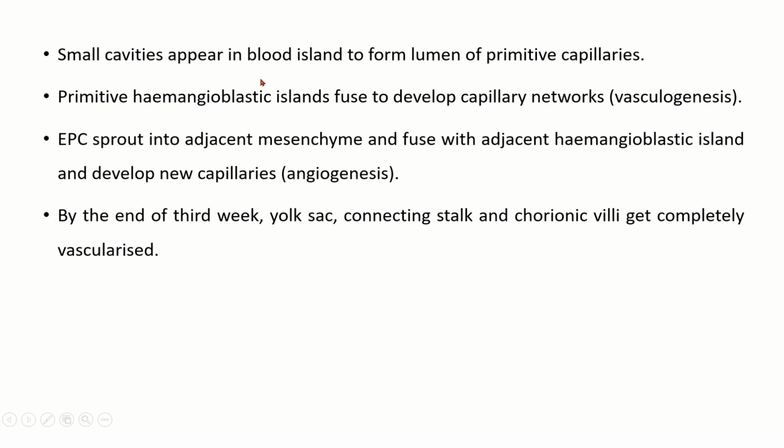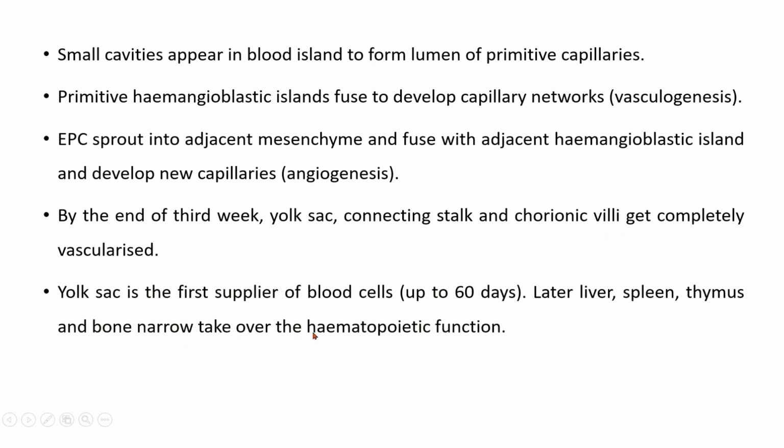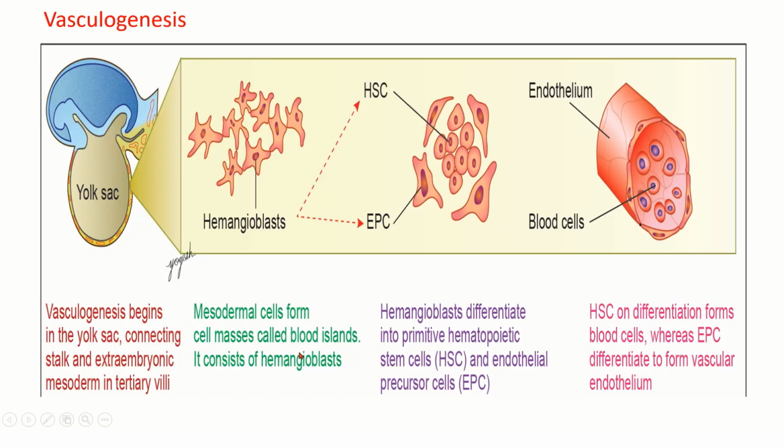So small cavities appear in the blood islands to form the lumen of the primitive capillaries. Primitive hemangioblast islands fuse to develop capillary networks, vasculogenesis. So endothelial precursor cells sprout into adjacent mesenchyme and fuse with adjacent hemangioblastic islands and develop new capillaries, angiogenesis. So by the end of the third week, yolk sac, connecting stalk, and chorion get completely vascularized. So yolk sac is the first supplier of the blood cells up to 60 days. Later, liver, spleen, thymus, and bone marrow take over the hematopoietic function.